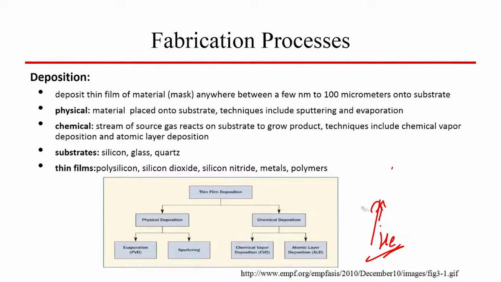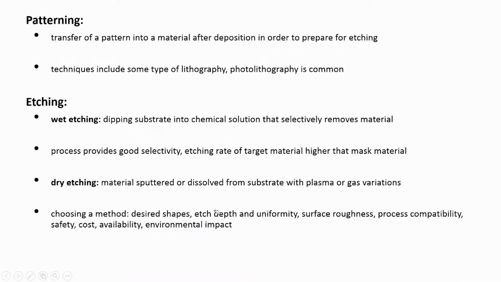I am just helping you understand that in case of thin film deposition, there are various techniques to deposit the thin film, and depending on what kind of film you want to deposit, silicon dioxide, silicon nitride, metal, polymer or polysilicon, you have to change the technique. When should I use sputtering, when evaporation, when CVD, when ALD? These concepts we will be looking at.